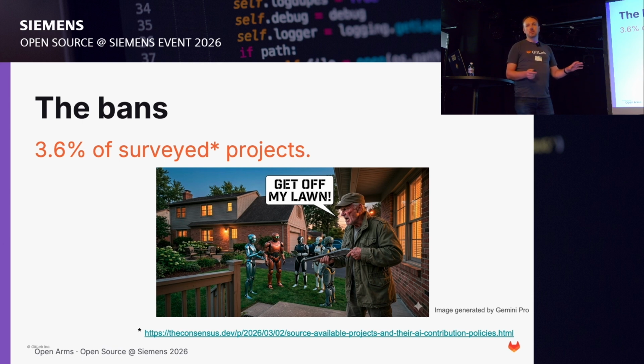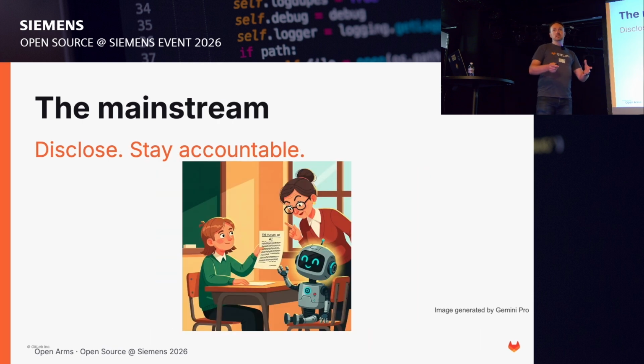it's not the mainstream. The mainstream is: disclose that you're using AI with your contributions. It's fine, it's accountable, but be upfront with it. You still own your contribution, which is correct. At the end of the day, you're the one that's submitting the change. You need to be able to stand by it and support it.